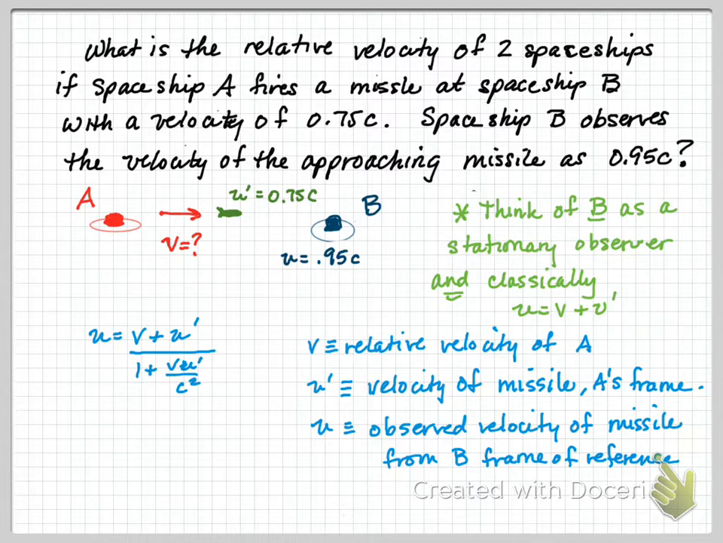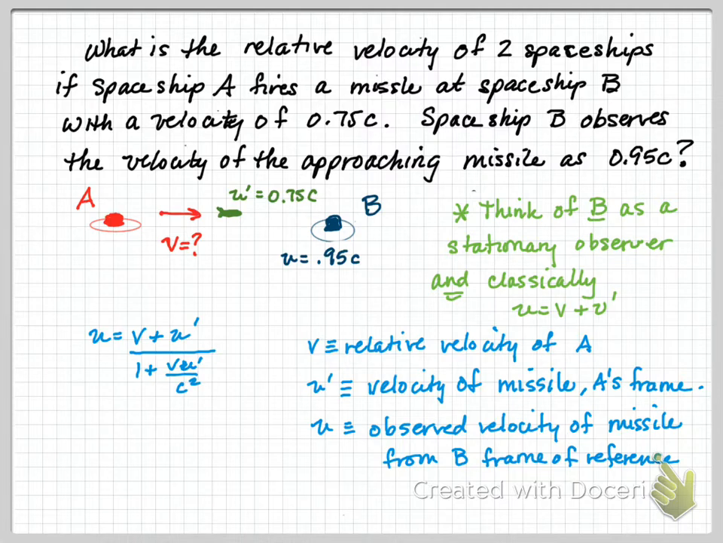and who's moving. And so in this case, I'm going to think of Spaceship B as the stationary object. And going back to classical mechanics, when we had relative velocities, the relative velocity is equal to the velocity of the moving object plus the velocity that was projected from the moving object. And so what we're going to look at is the relative equation for this. Since we do have relativistic speeds, we have to use a relativistic equation.